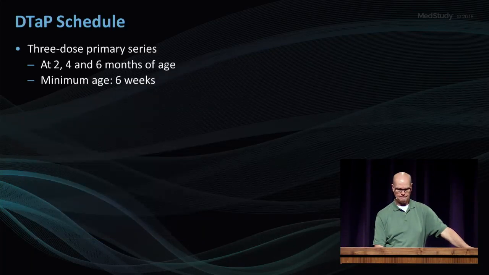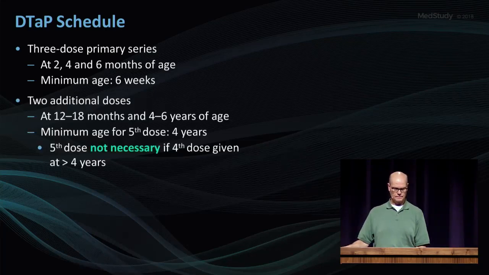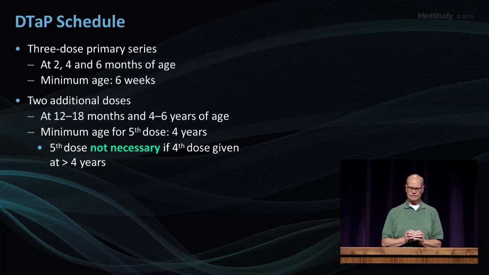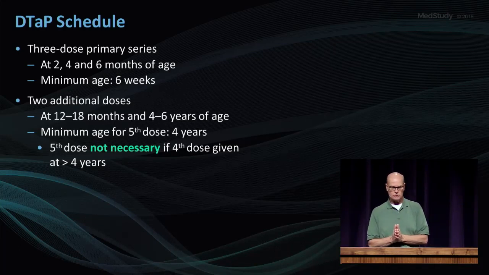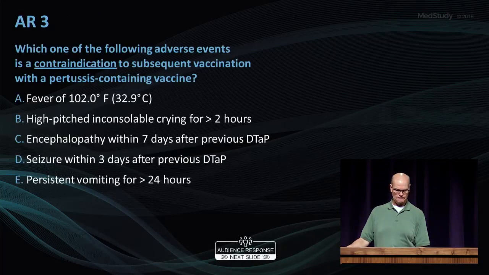So DTaP schedule, 3-dose series at 2, 4, and 6 months. 2 additional doses, but keep in mind that the 5th dose is not necessary if the 4th dose was administered after 4 years of age.